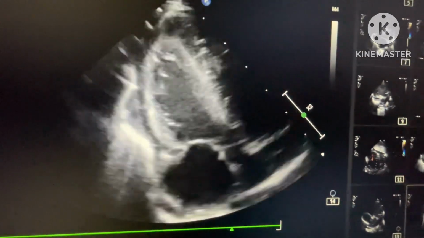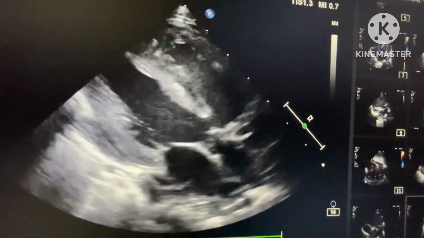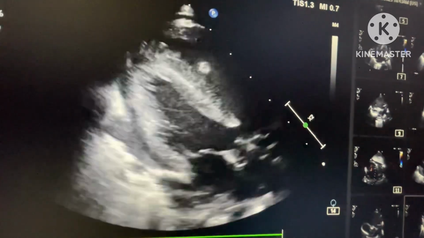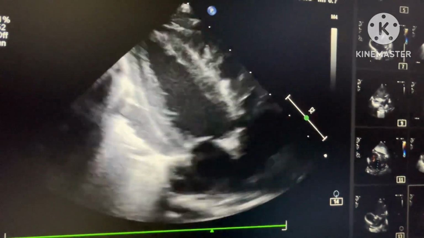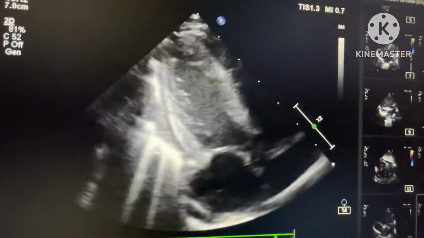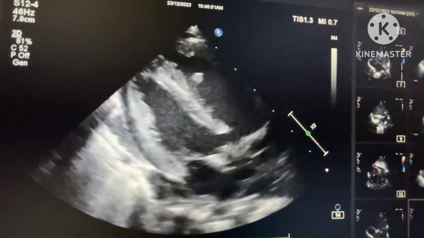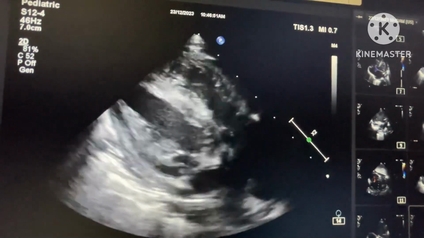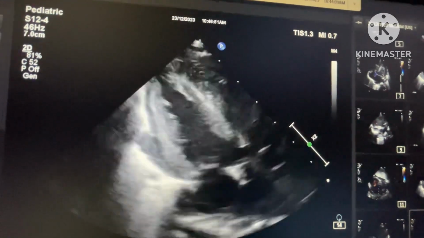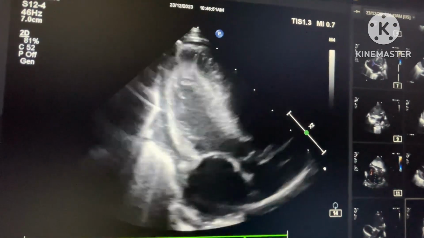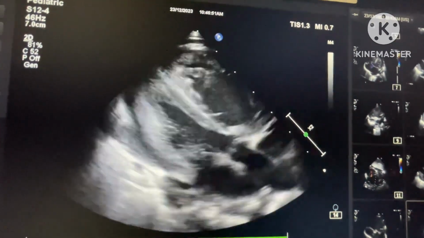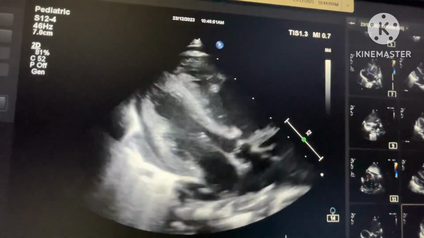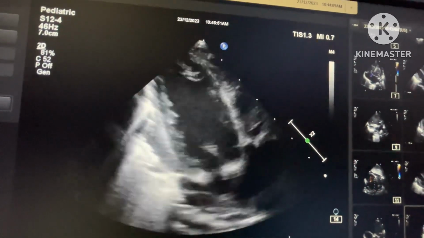This is the case of doubly committed subarterial VSD. We previously called it outlet VSD of supracristal variety. In this VSD, no tissue is present between the aorta and pulmonary artery, that means just below the VSD.